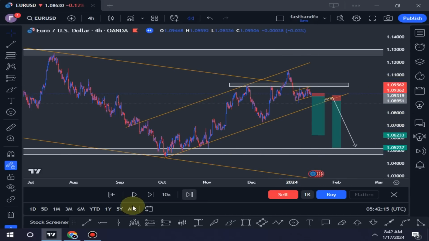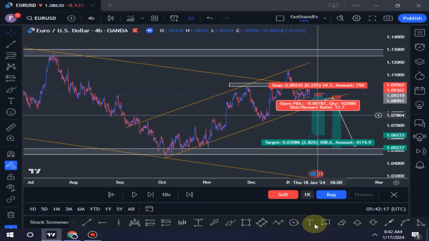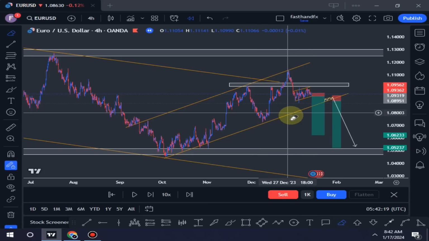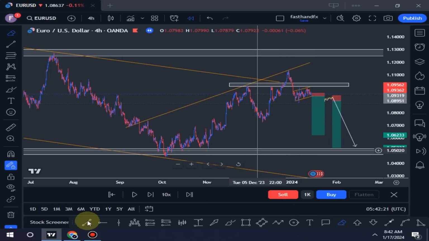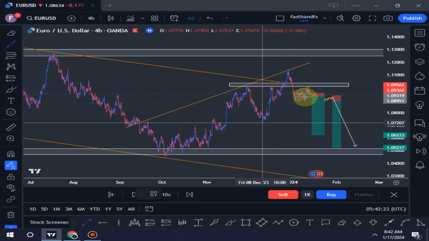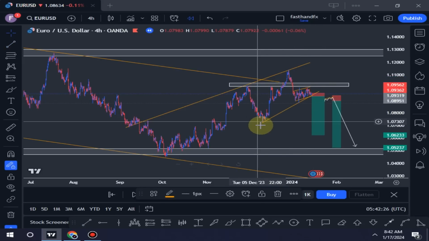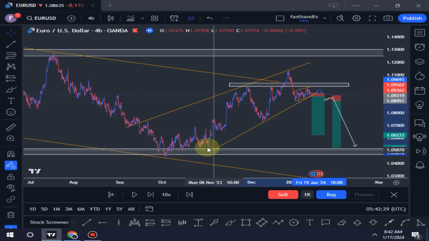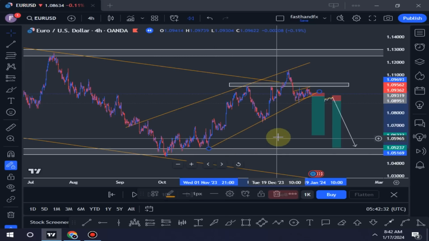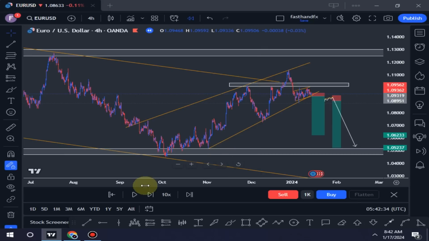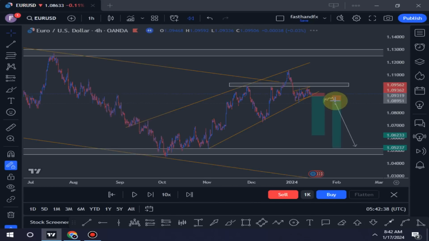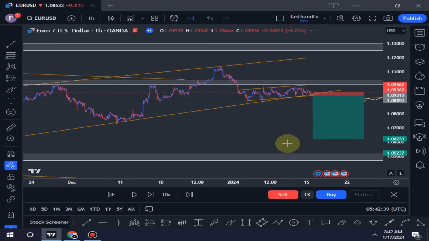So when doing my analysis yesterday, I was like, okay, let me remove this. Somehow price is taking out this level right here, this trend line. This is how my trend line was. So let's see what the market did. I was looking for a sell position, same as NZD/USD.